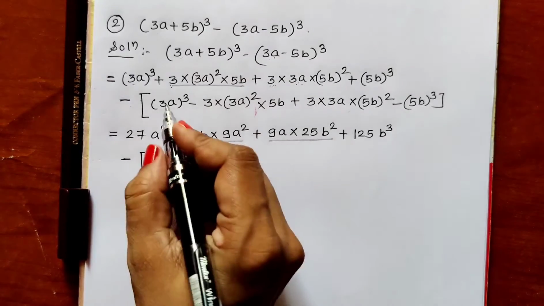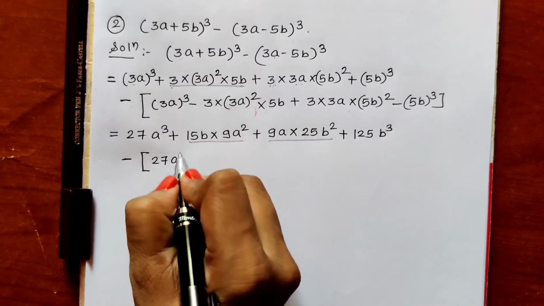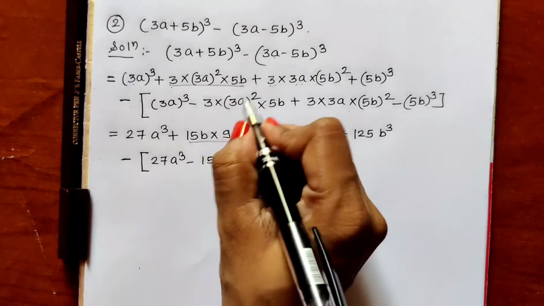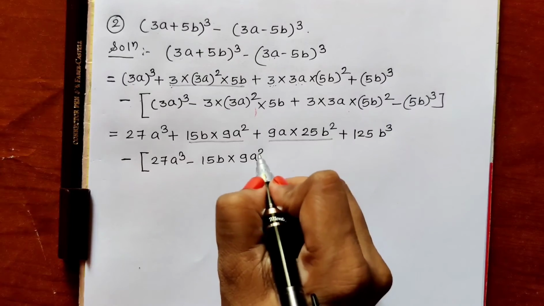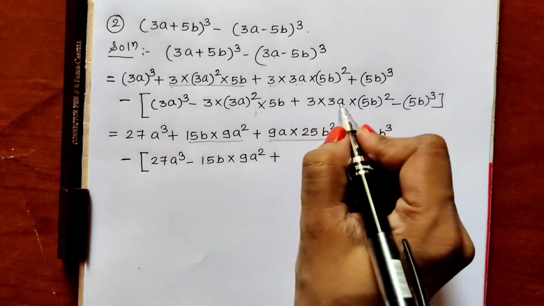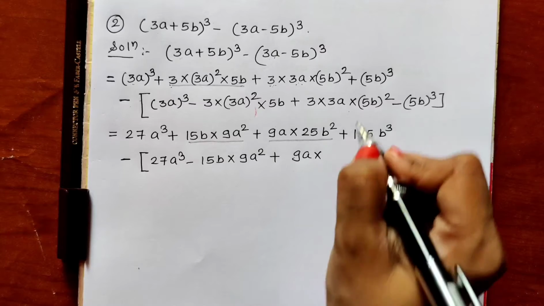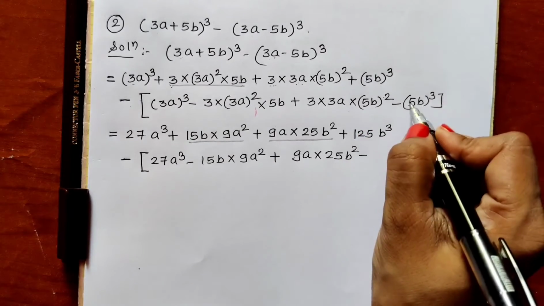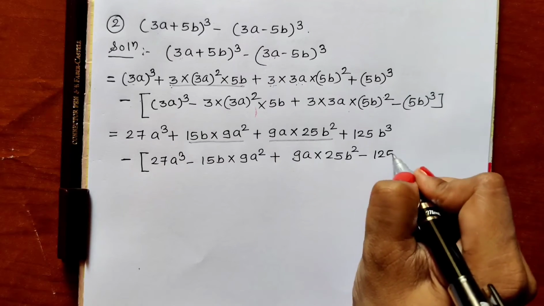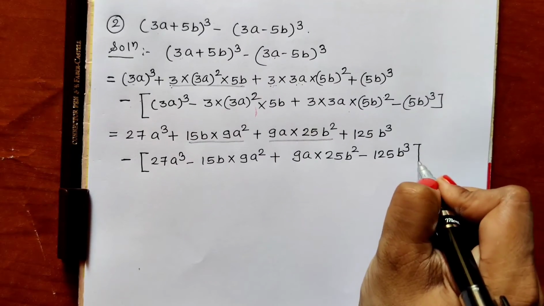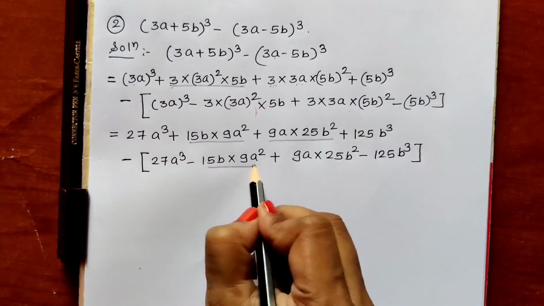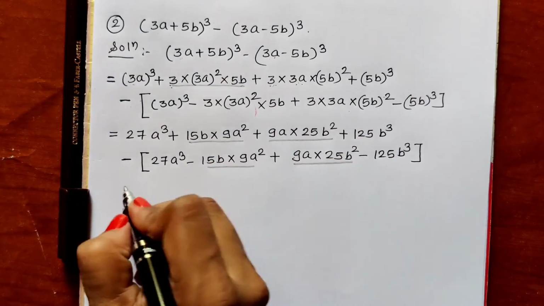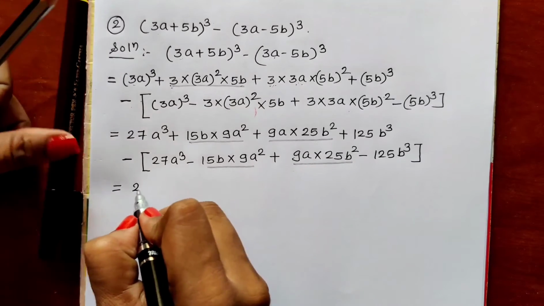It will be the same: 27a cube minus 3 5s are 15b into 3a square is 9a square, plus 3 3s are 9a into 5b square is 25b square, minus 5b cube is 125b cube. Close the bracket. This is a single term. Now let us multiply one in the next step again.